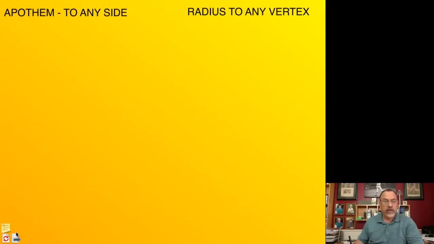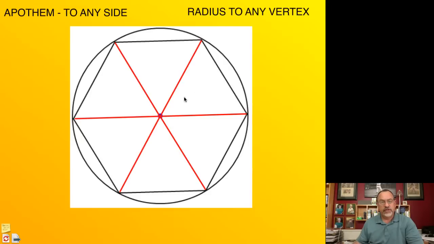Well, if we draw a radius to any vertex, what do we create? We create these triangles inside the regular polygon. Don't worry about this word up on the left here. We're going to talk about that in a moment. But if you draw a radius from the center to each vertex of the polygon, you'll notice that you create these triangles.